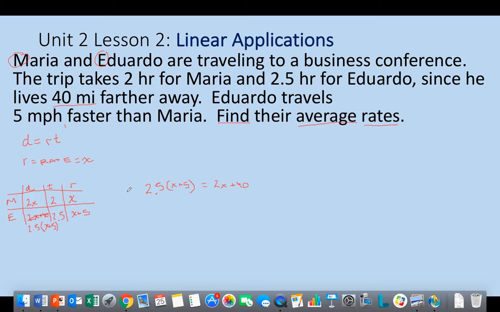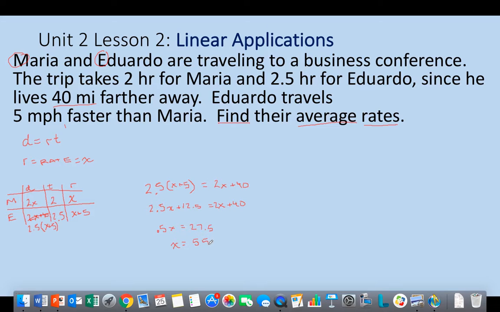All right, so again, now that I've got the equation set up, the rest is kind of a piece of cake. I'm going to wind up with 2.5x plus 5 times 2.5 would be 12.5 equals 2x plus 40. I go ahead and start solving for x. I subtract 2x from both sides. I'm going to get 0.5x equals 27.5. And then I divide both sides by 0.5, and I get a nice even 55.